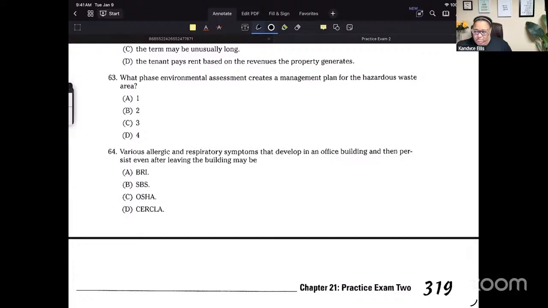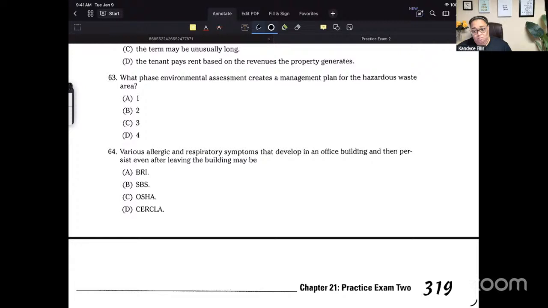Phase three is where you're really getting into the nitty gritty of dealing with the contamination. This phase is all about the remediation plan. That means you're figuring out how to manage, clean up, or contain the hazardous substances. So when you mention a management plan for the hazardous waste area, that's typically happening in phase three. As for phase four, it's not always officially labeled that way in every scenario, but sometimes you'll hear that term used to talk about ongoing monitoring or long-term maintenance. Essentially, after you've done your cleanup, phase four would be about keeping an eye on the site to make sure everything stays safe and compliant in the long run.